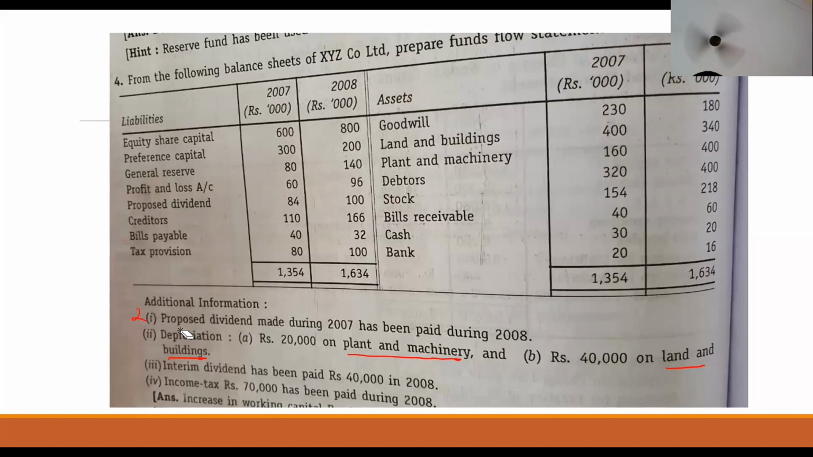What about the third adjustment? Interim dividend has been paid, 40,000. Should we prepare any account on interim dividend? No, sir. Next adjustment, income tax 70,000. Should we prepare an account? Yes. You can prepare an account saying provision for tax, or else, if you are very expert in this, what is the amount which should be debited in the adjusted profit and loss account without preparing an account?